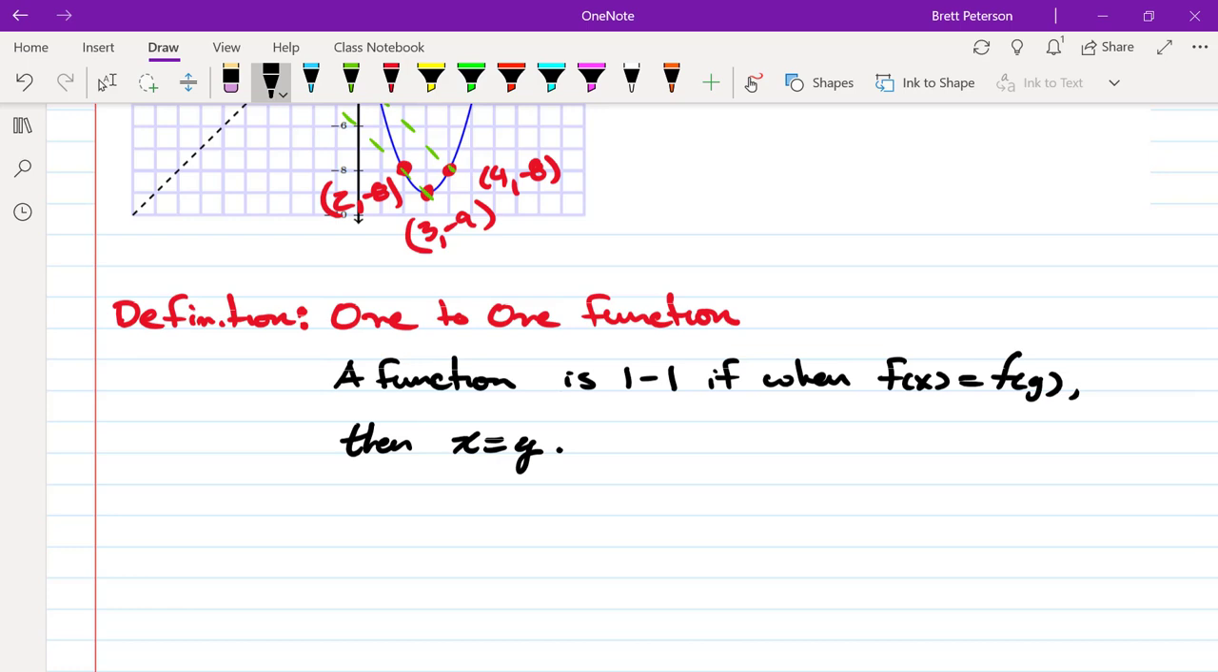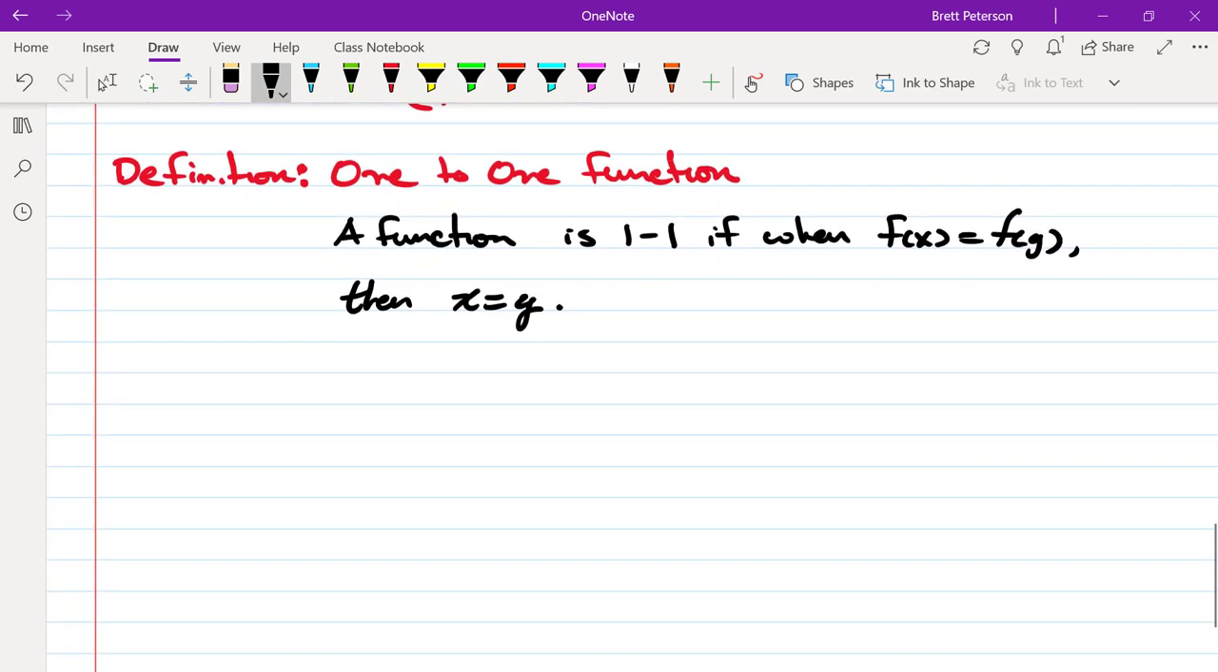So let's talk about what this definition means. It says if a function is one-to-one, when we have two outputs that are the same, we really didn't have two outputs. What it's saying is that those two outputs were really the same output because the inputs had to be the same. So in other words, it's saying that each output is unique. So the key idea then is if each output is unique, then the outputs can't repeat.